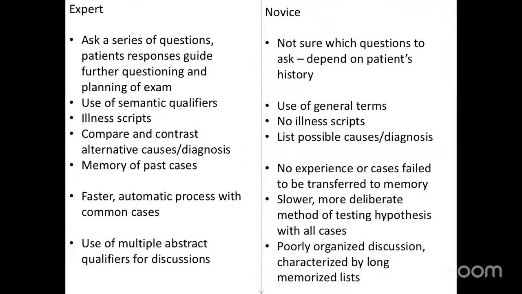Expert: faster, automatic. The example of Professor Owolabi in neurology that I told you in Kano, for those that practice in Kano, you'll know Dr. Owolabi, the neurologist. I think he went to Saudi Arabia and he's back now practicing in Kano. Automatic process with common cases, whereas the novice uses a slower, more deliberate method of testing hypotheses with all cases. That's what the novice does. Use of multiple abstract qualifiers for discussions. Poorly organized discussion, characterized by long memorized lists.